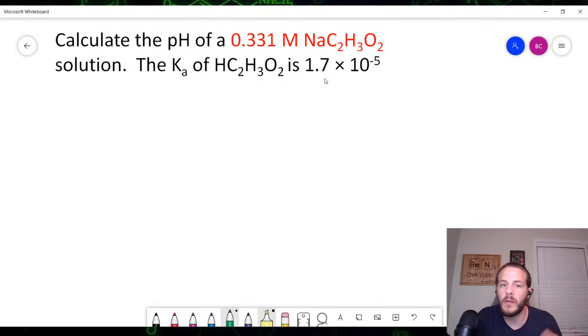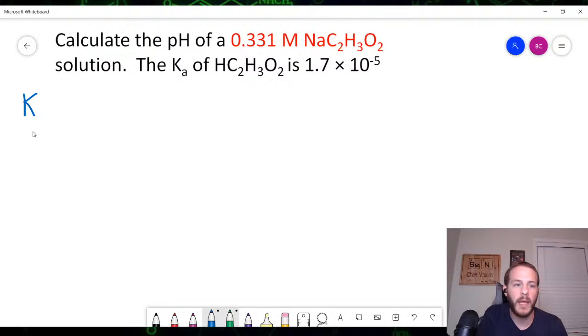So there are two things we need. We need the initial concentration, which we have, which was given by the problem, and we also need Kb, but we don't have Kb, we have Ka. So we're going to use that handy-dandy relationship where the product of Ka and Kb is equal to Kw to get Kb, and then we can simply use that value and carry on as we normally would in an equilibrium acid-base type problem.